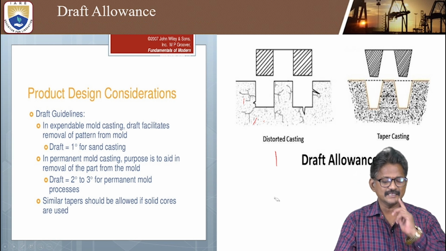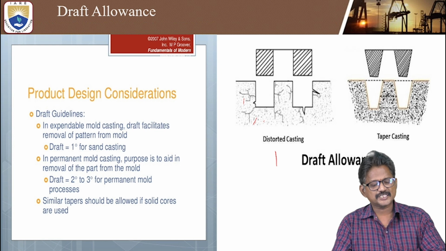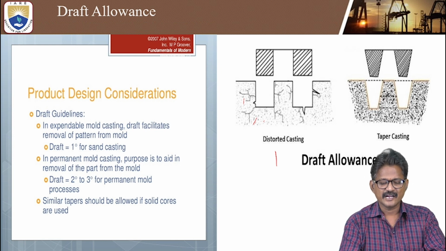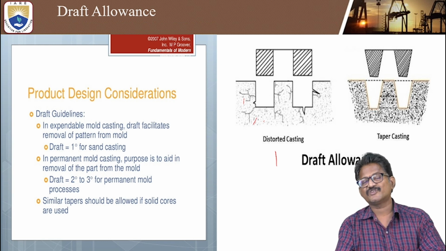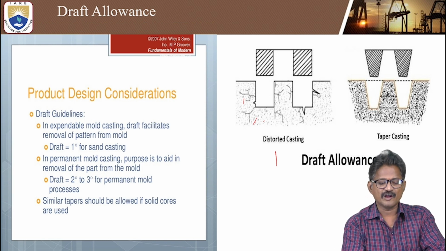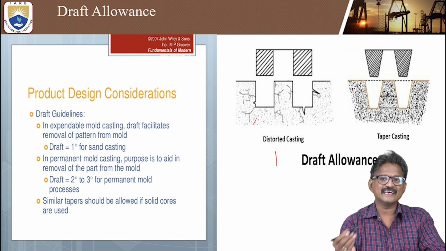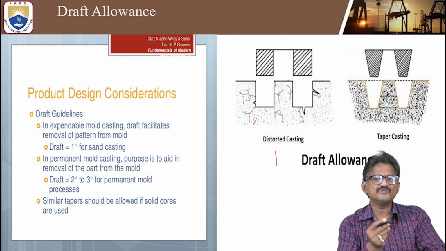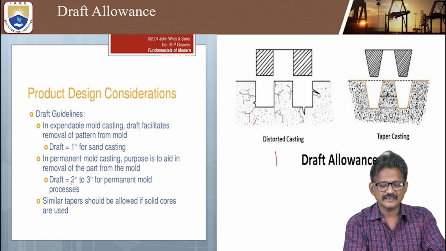The main guidelines of the draft allowance in a design consideration: in expendable mold casting, draft facilitates the removal of the pattern from the mold. That is what I have been explaining. Draft should be 1 degree for sand casting, and in permanent mold casting, the purpose is to aid the removal of the pattern from the mold, and the draft is 2 to 3 degrees.